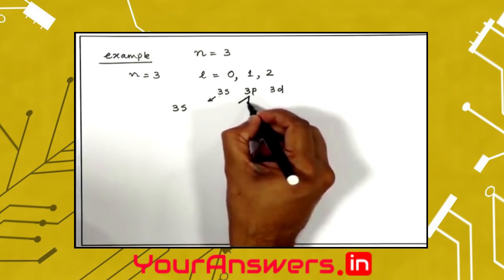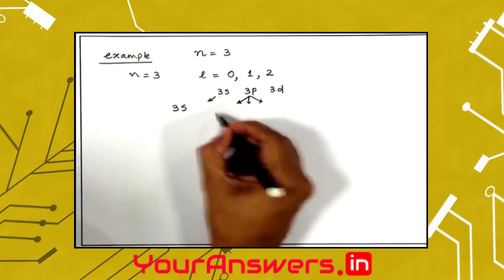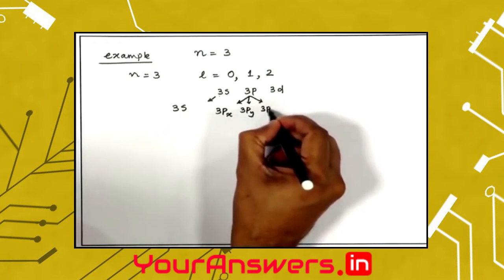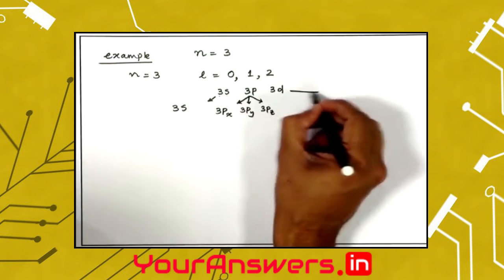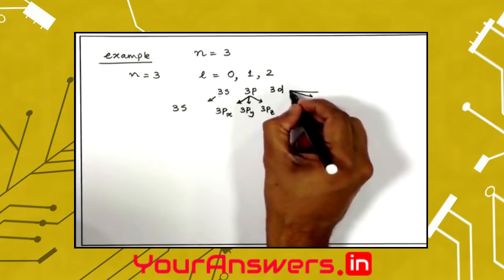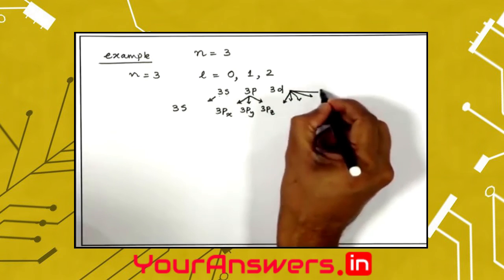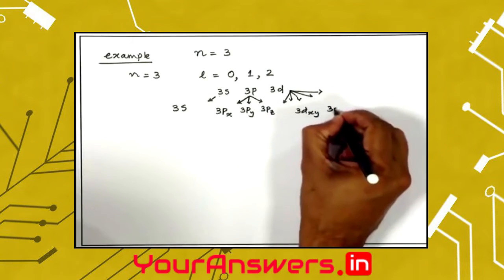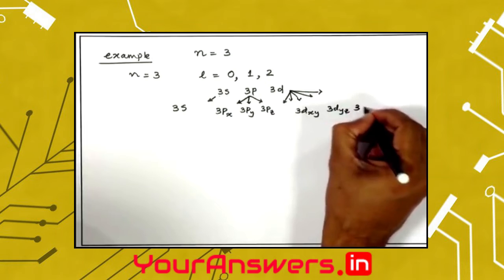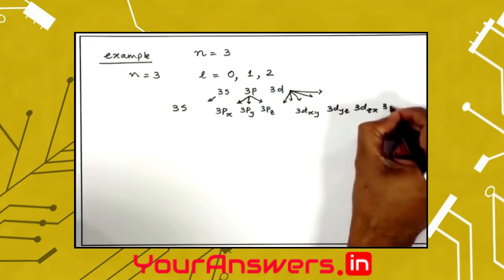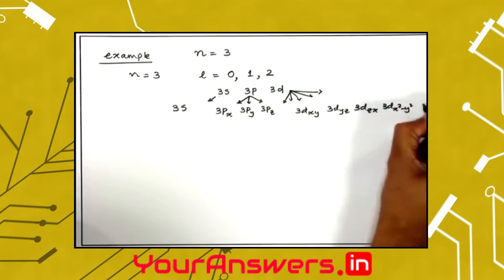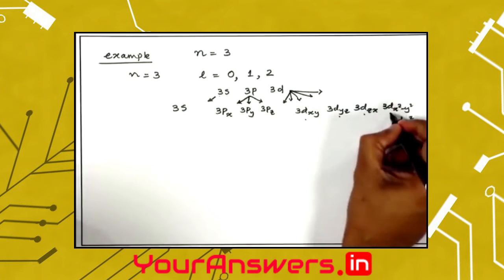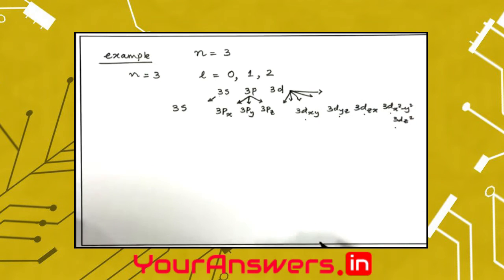3p has got 3 different orientations, that are 3px, 3py, 3pz, and 3d has got 5 different orientations, 3dxy, 3dyz, 3dzx, 3dx square minus y square, and 3dz square. So, 1, 2, 3, 4, 5, these are 5 different ways, right.